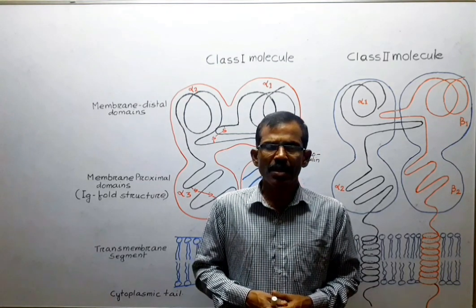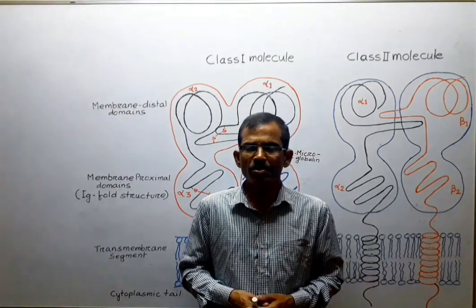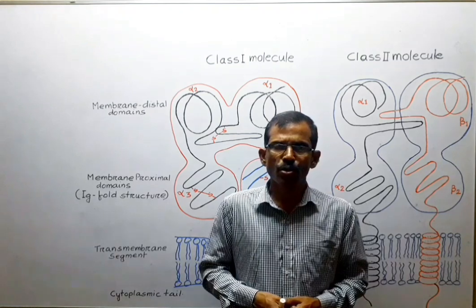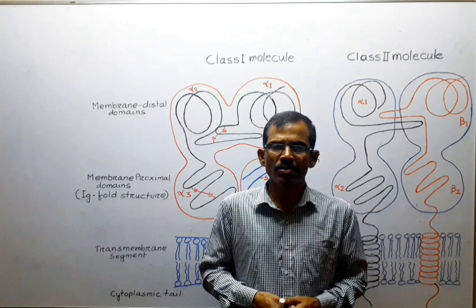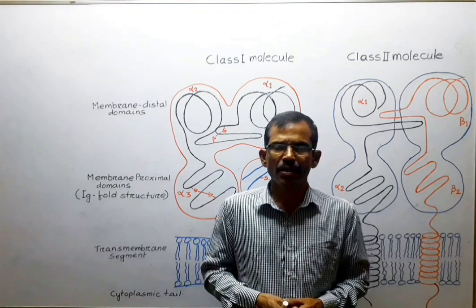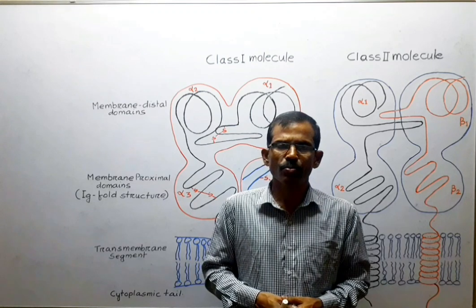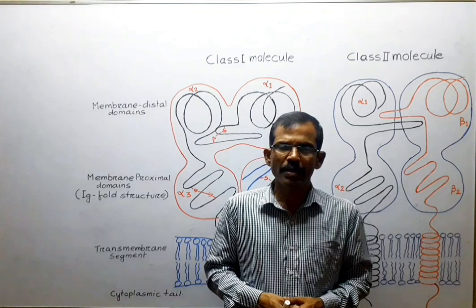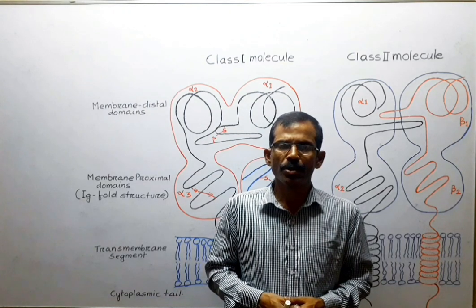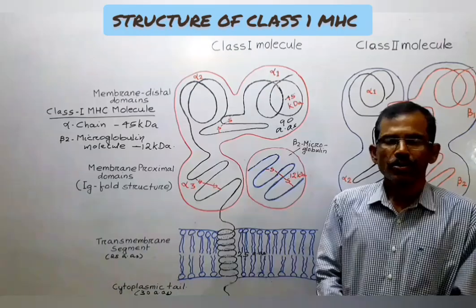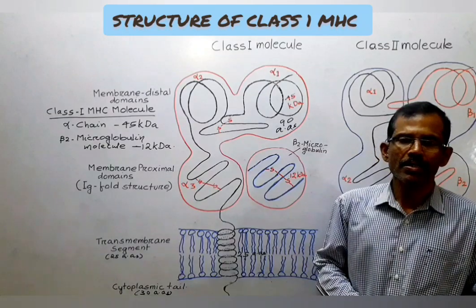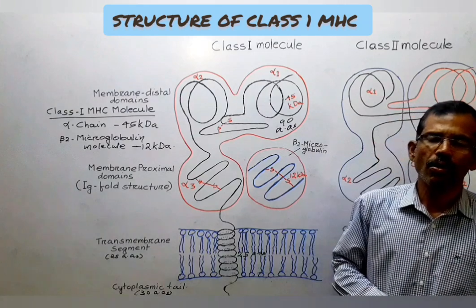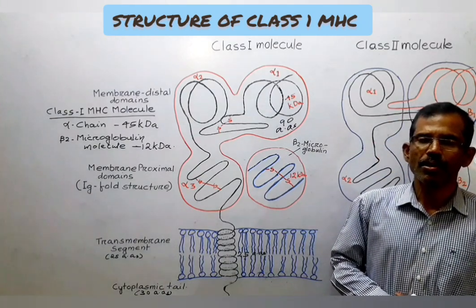In contrast, class 3 MHC molecules are a group of unrelated proteins. They show no structural resemblance or functional similarity with class 1 and class 2 molecules, although many of them do participate in other aspects of the immune response. Structure of class 1 MHC molecules. Class 1 molecules are present on all nucleated cells in the body.